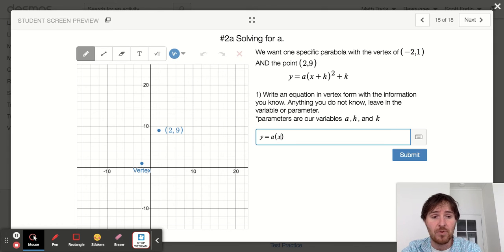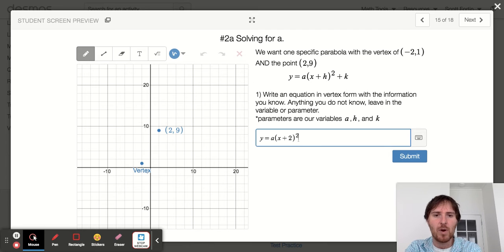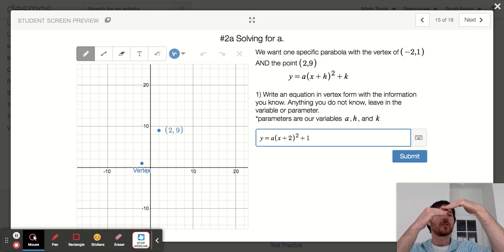Because remember, your h parameter will be plus or -2. Wait, this is negative h. So anyway, it would be +2. You got to change the signs. That's the whole point here. You got to change the signs when you're putting in your h parameter here. Okay, and then we're going to square it. And then our constant, our vertical shift would be 1 because our vertex is 1 above the x-axis here, right? Negative 2, 1 is our coordinate pair of the vertex. Okay, so we got that.